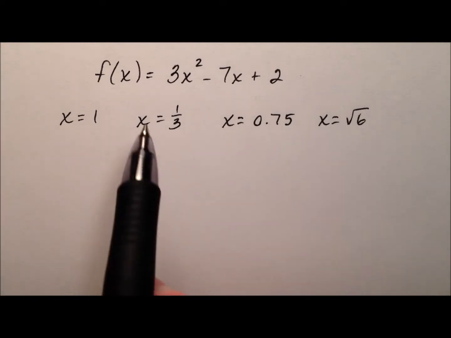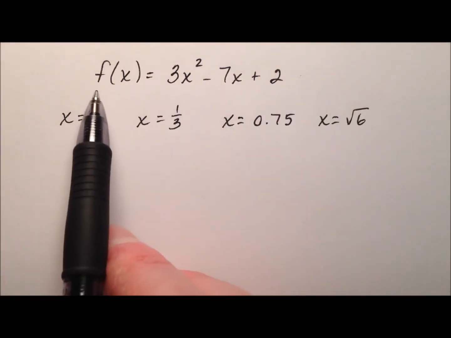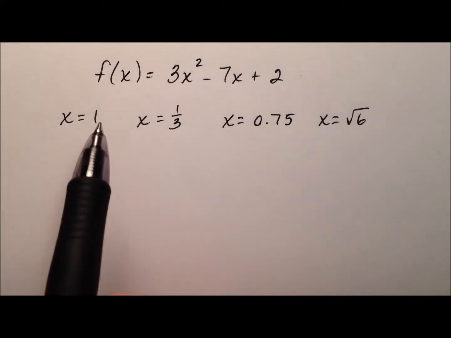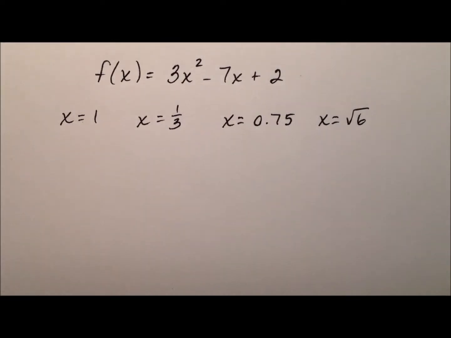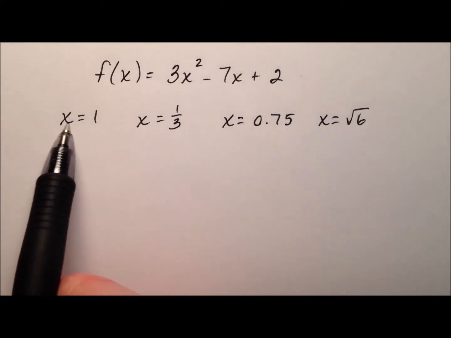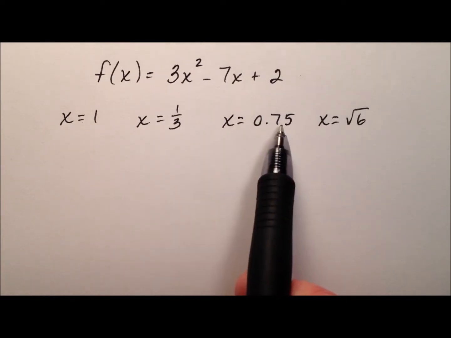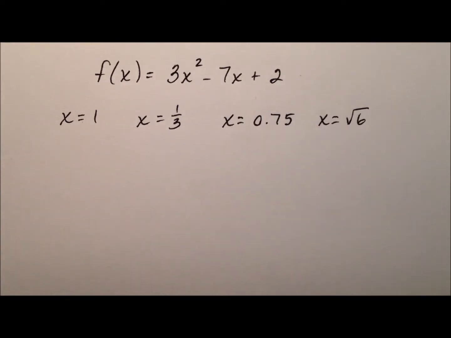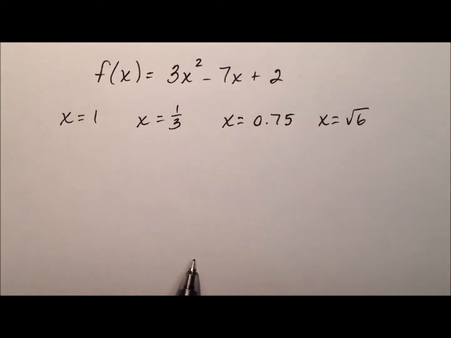In this example, we have ourselves a nice quadratic function written in standard form, f of x equals 3x squared minus 7x plus 2. And we're going to go ahead and evaluate this function at 4 different values of x. You'll notice we have a nice whole number, x equals 1. We have a fraction, x equals 1/3, a decimal, x equals 0.75, and also this irrational number, x equals the square root of 6. And so we're just going to go ahead and plug each one in independently, and we're going to see what these look like.